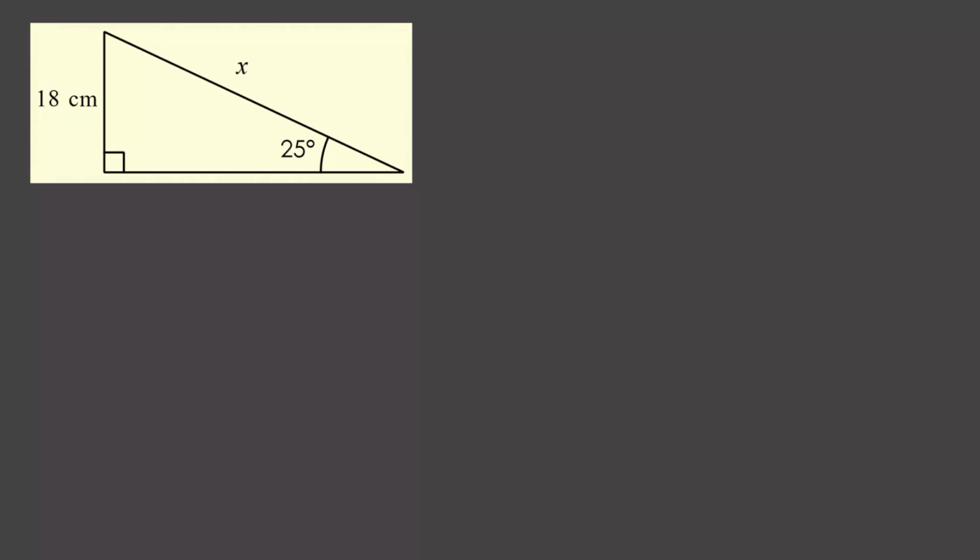Now in this example, we'll see why it's important to write down the mnemonic and follow it. The right angle is here, which means the hypotenuse is over here. And note, we're trying to find the hypotenuse. The reference angle is here. This side over here is the opposite. So, SOH CAH TOA.